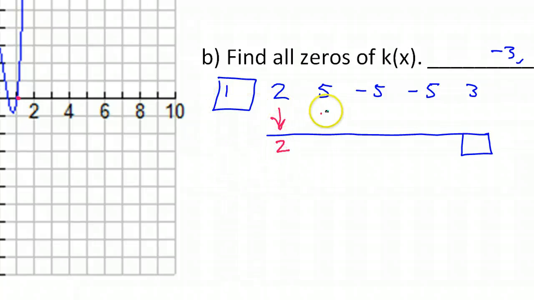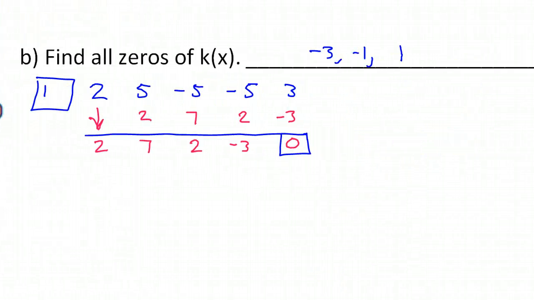Okay, 2 times 1 is 2, so that's 7. 7 times 1 is 7, so that's 2. 2 times 1 is 2, so that is -3. -3 times 1 is -3, so that is 0. So far, so good. So we use the 1.